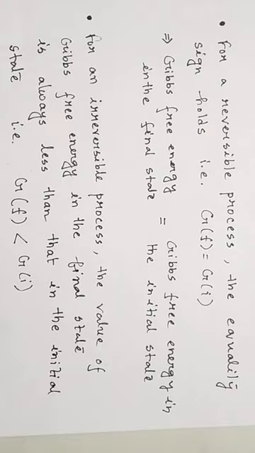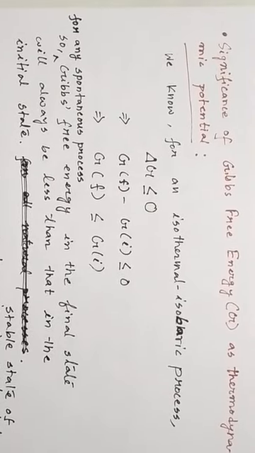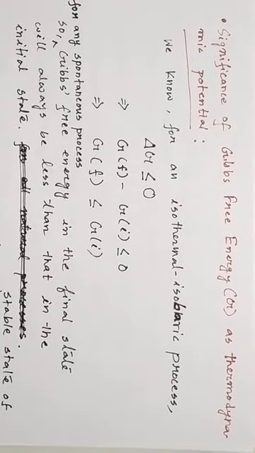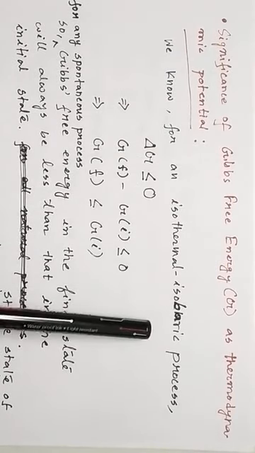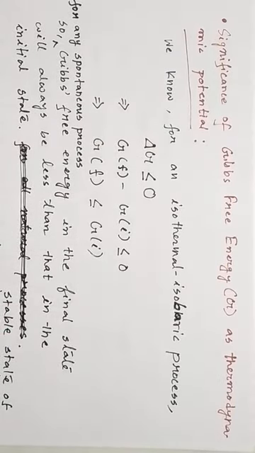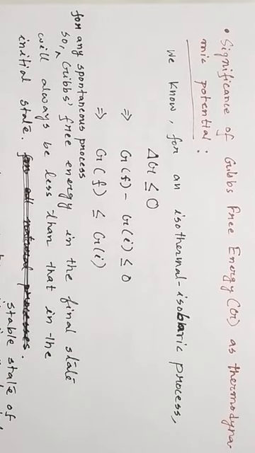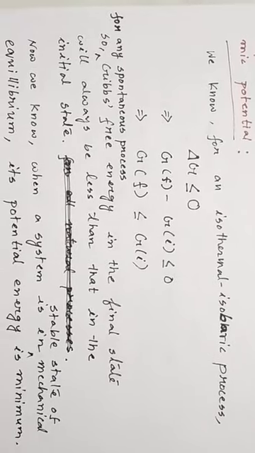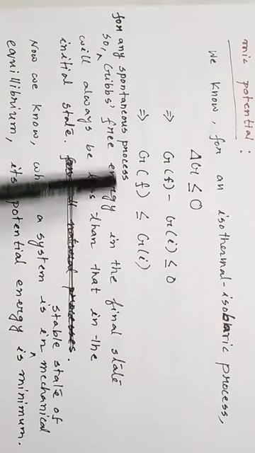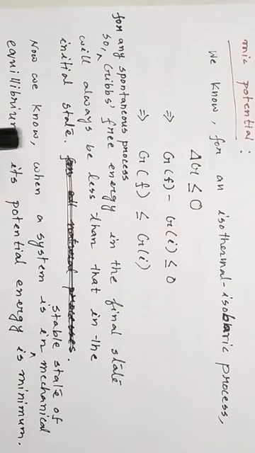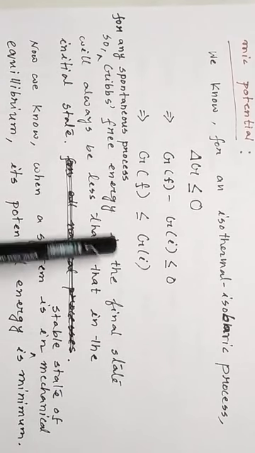Now we'll see why we consider the Gibbs free energy to be a thermodynamic potential. We already know that for any isothermal and isobaric process, delta G is less than 0, GF minus GI is less than or equal to 0, and finally GF is less than or equal to GI. This inequality holds for any irreversible process, which are basically all the natural and spontaneous processes. So for any spontaneous process, Gibbs free energy in the final state, GF, will always be less than that in the initial state, GI.